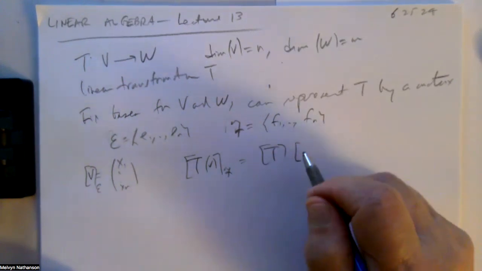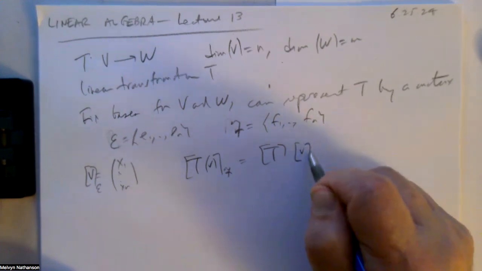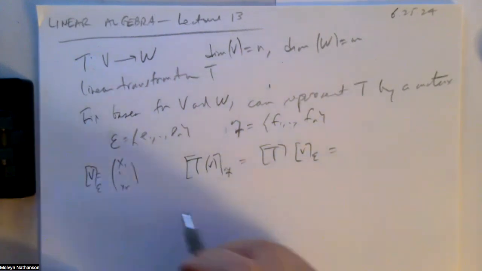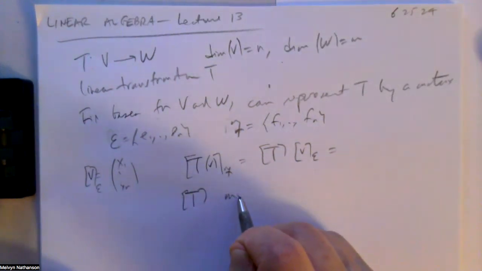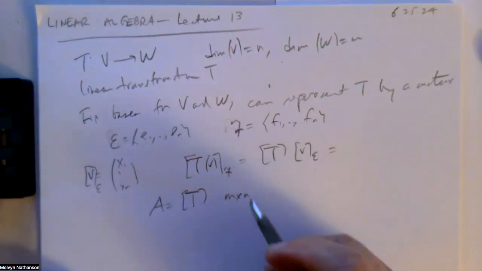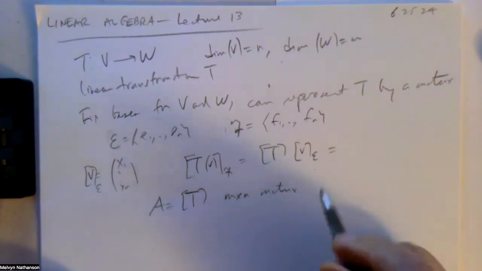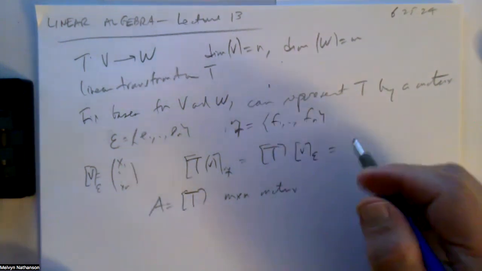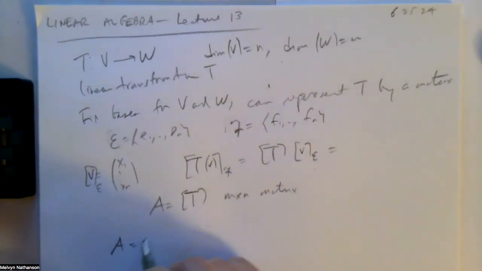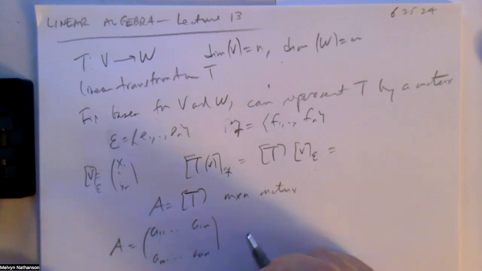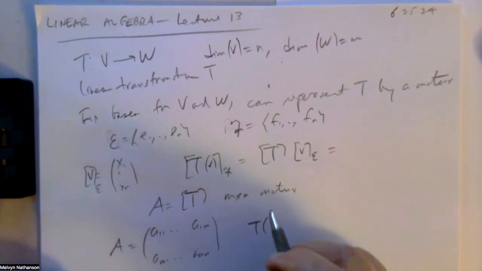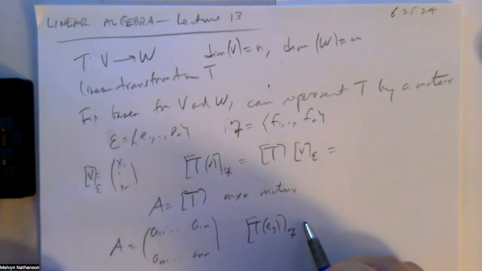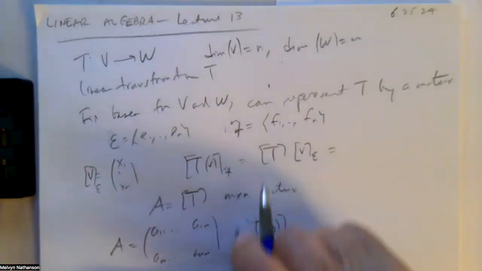I write T, v sub E. So T is an m by n matrix. It's called A sometimes for short. It's an m by n matrix where it's defined in the usual way that A is A11 up to A1n, down to Am1 up to Amn. We take T of the basis vector ej, its coordinates with respect to the basis F.